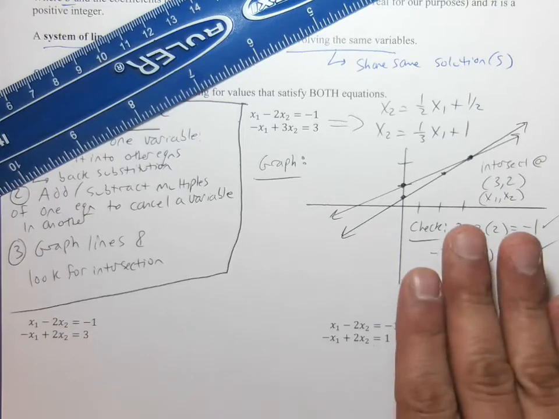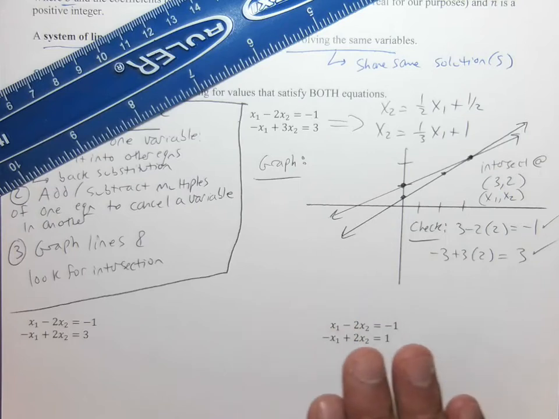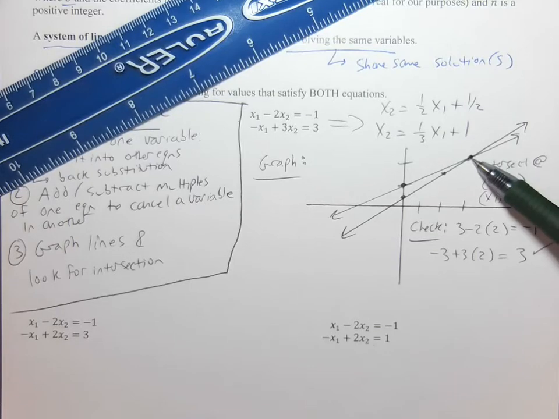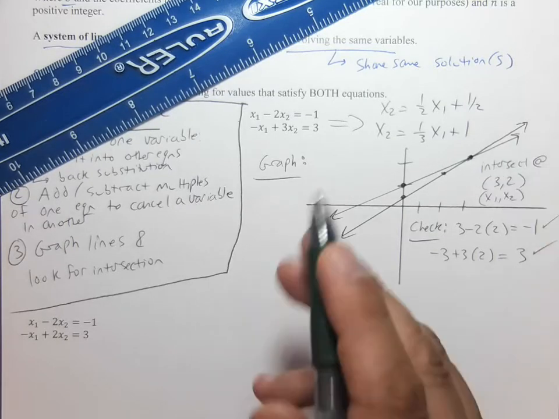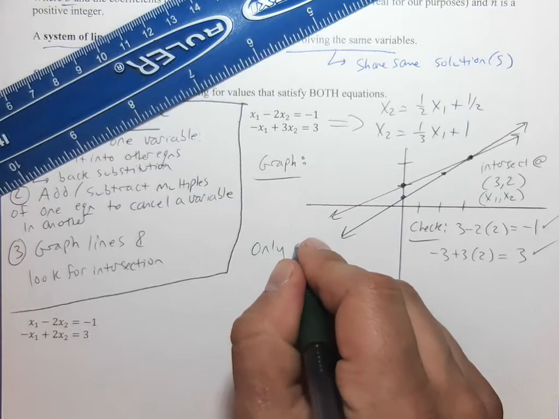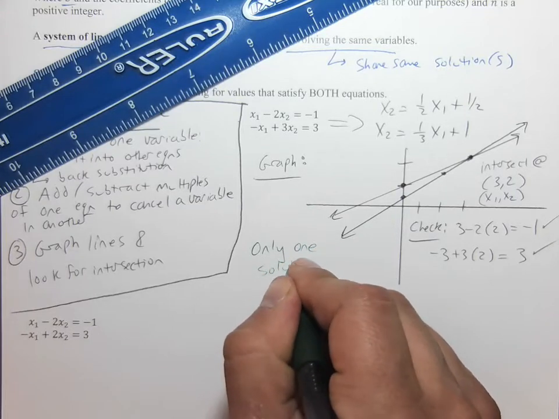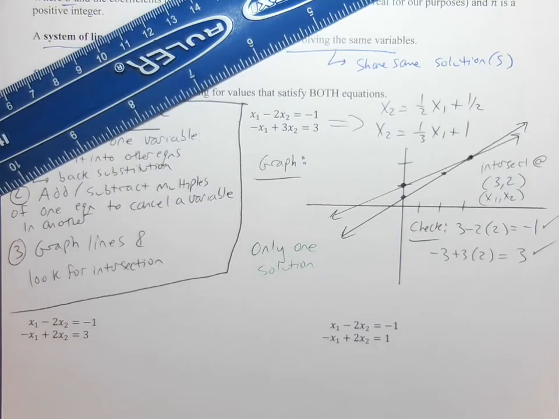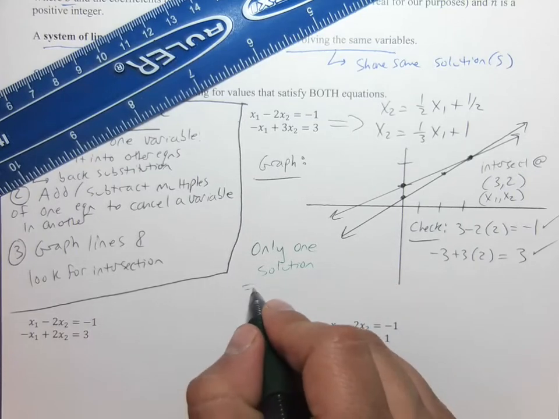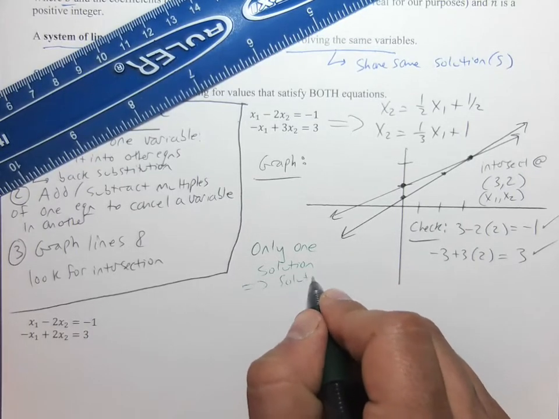Okay, we're going to come back and sort of characterize that idea. Well, let's just go ahead and write it down actually now. The thing I'd like to point out here is that we get just one solution, right? It intersected at just one point, and so there's only one solution. In other words, the solution is unique.